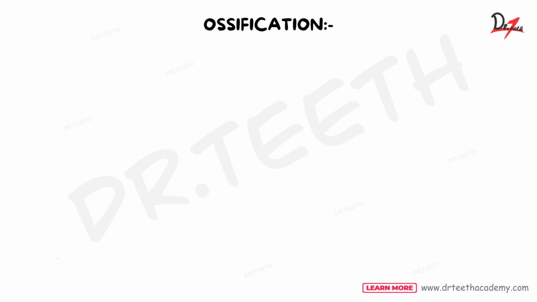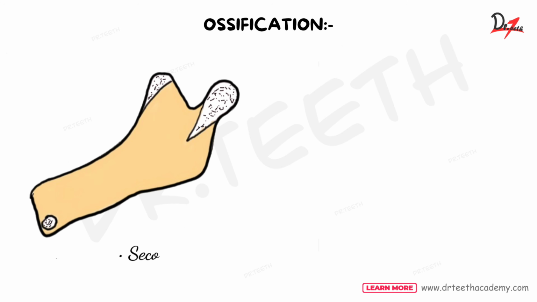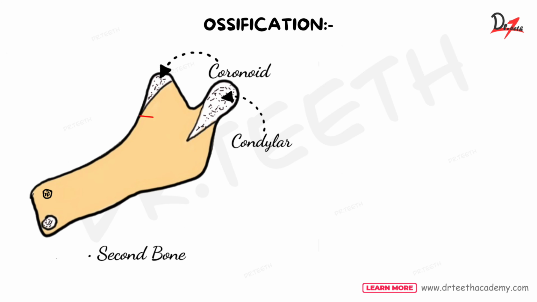Let's talk about ossification. Mandible is the second bone to ossify after clavicle. But does it ossify in membrane or cartilage? Most of its part ossifies in membrane. The parts that ossify in cartilage are incisive part, coronoid and condylar process, and the upper half of the ramus, which is above the level of the mandibular foramen.